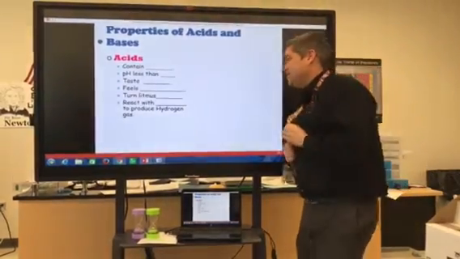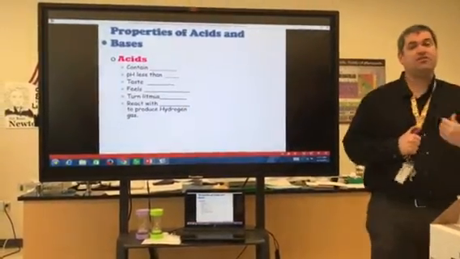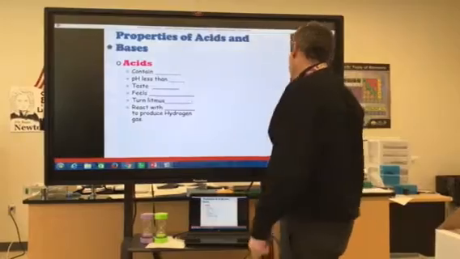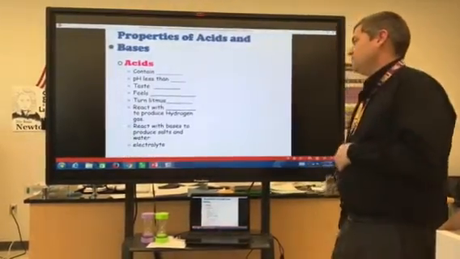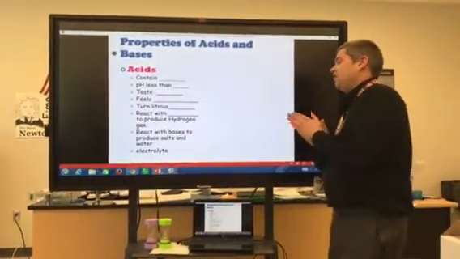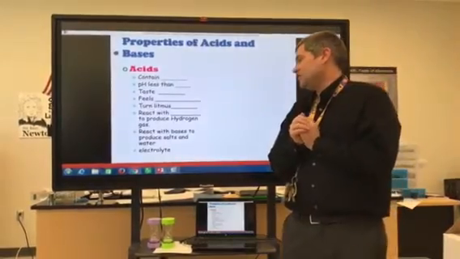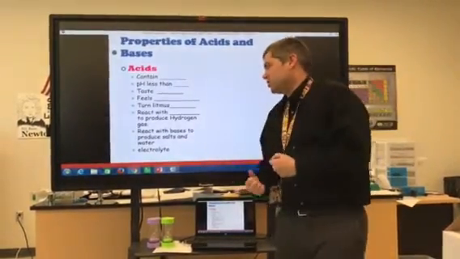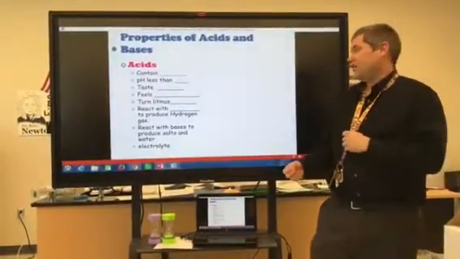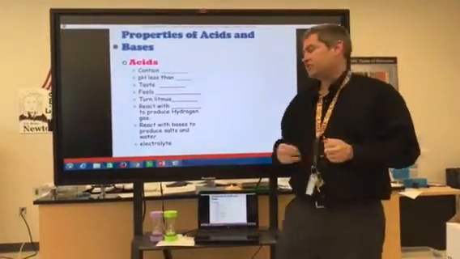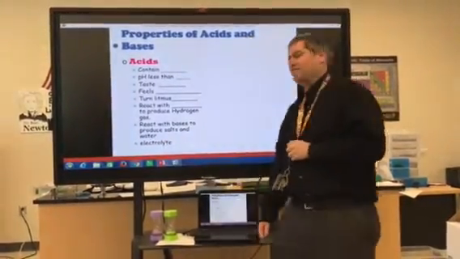It reacts with bases to produce hydrogen gas. And when it produces the hydrogen gas, it will also produce salts. Think of salts. Also, acids are used to make electrolytes.